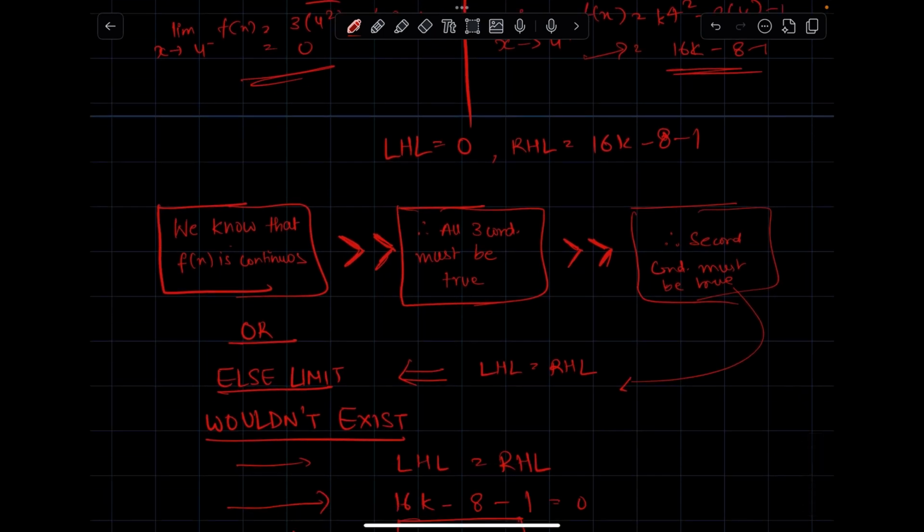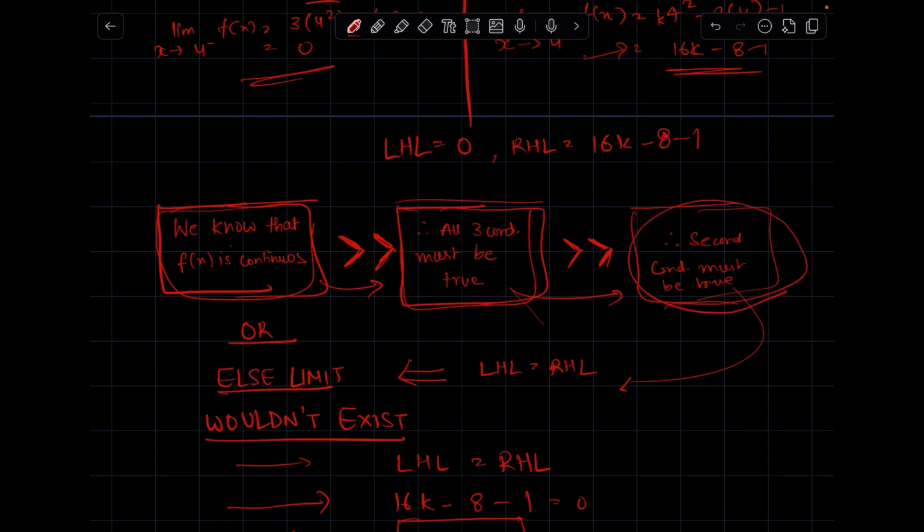Now, we know that f of x is continuous. Therefore, all three conditions must be true. That means your second condition must also be true. That means LHL should be equal to RHL. This should be your order of thinking. Whenever you see the question, this should be in your subconscious mind. When you're solving the question, you should know that these are the series of steps, or this is the logic behind whatever your steps are.